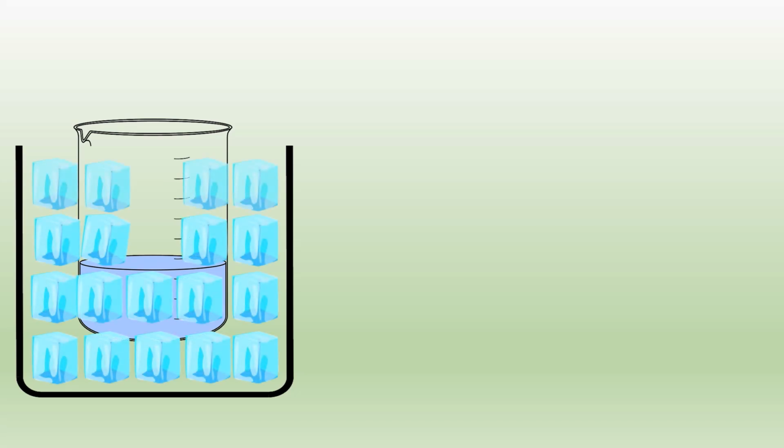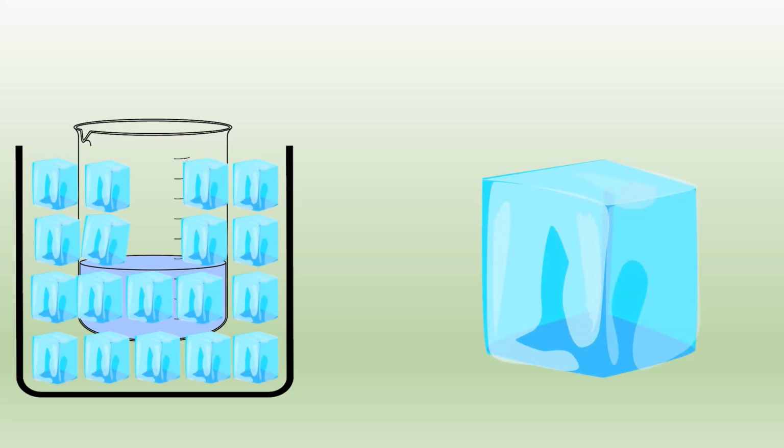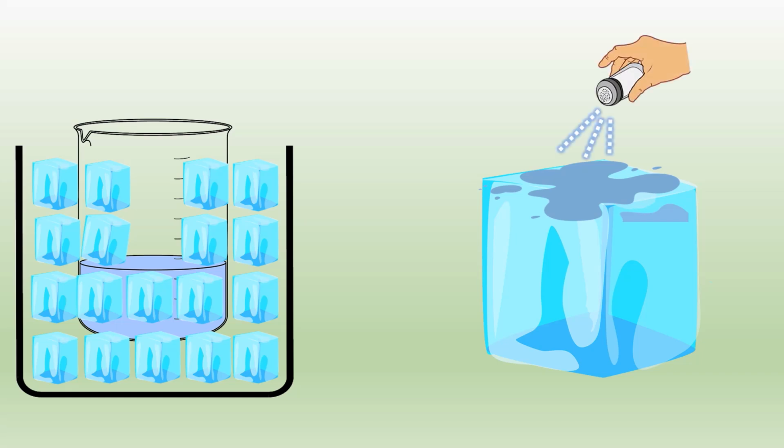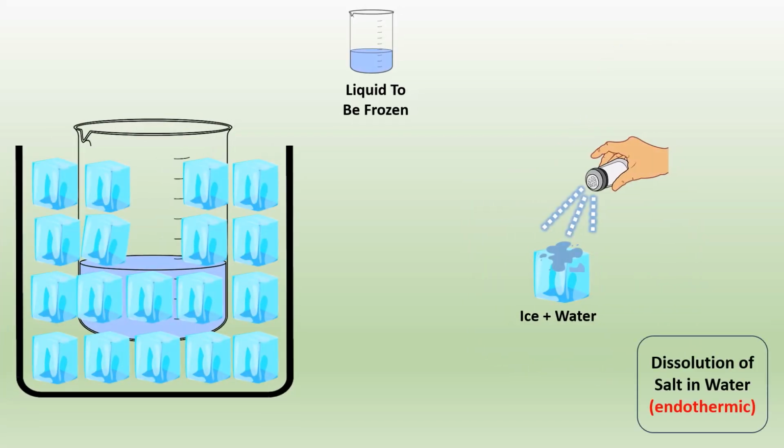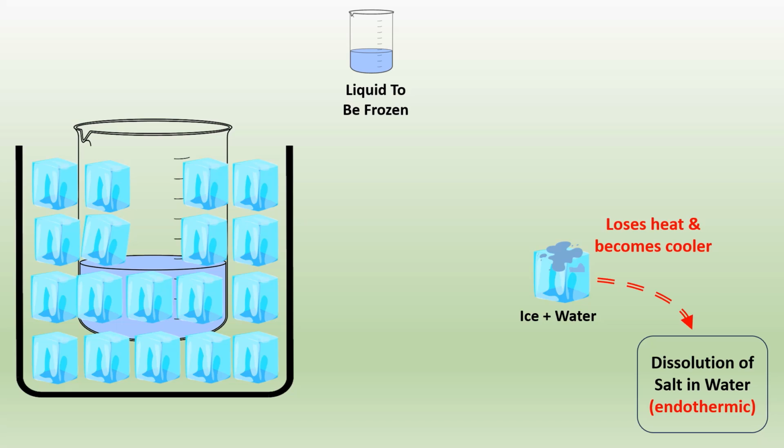Consider this arrangement. The inner container has the liquid to be frozen. The outer container, preferably insulated, has ice cubes. As we discussed earlier, there is always a thin layer of water on the surface of ice cubes, and when we add salt to the ice, the salt starts dissolving in this water. The dissolution of salt into water is an endothermic process, which means it needs energy to separate the sodium and chloride ions from each other. However, it's an insulated system, so the process takes that energy from ice and the ice becomes cooler.